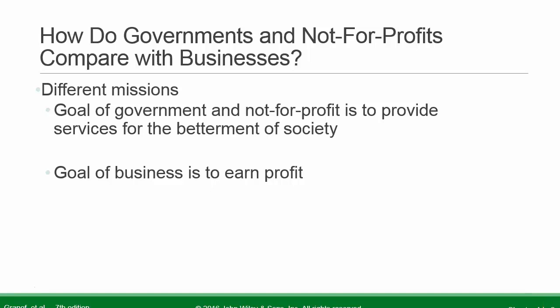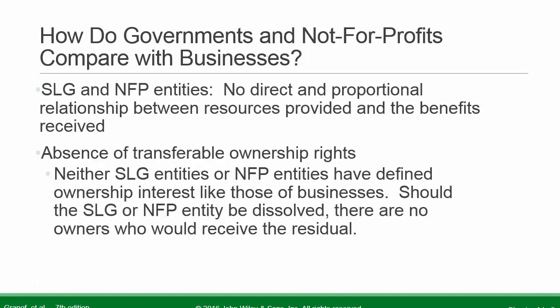Different missions. The goal of government and not-for-profit is to provide services for the betterment of society. The goal of business is to earn a profit. State and local government and not-for-profit entities: no direct and proportional relationship between resources provided and the benefits received. Absence of transferable ownership rights. Neither state and local government entities nor not-for-profit entities have defined ownership interest like those of businesses. Should the SLG or the NFP entity be dissolved, there are no owners who would receive the residual.